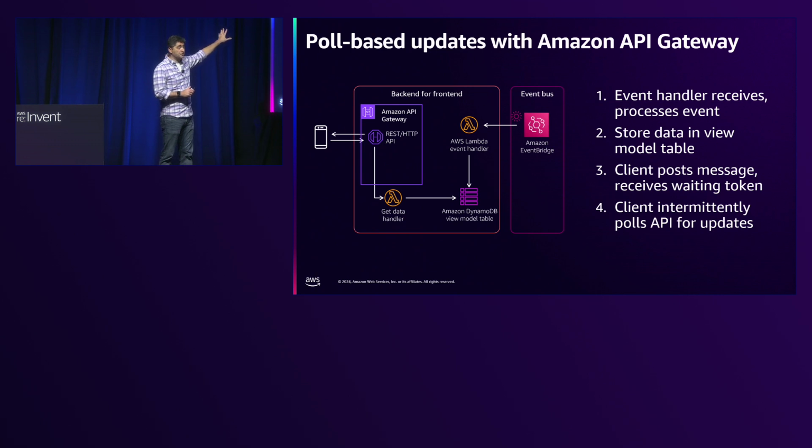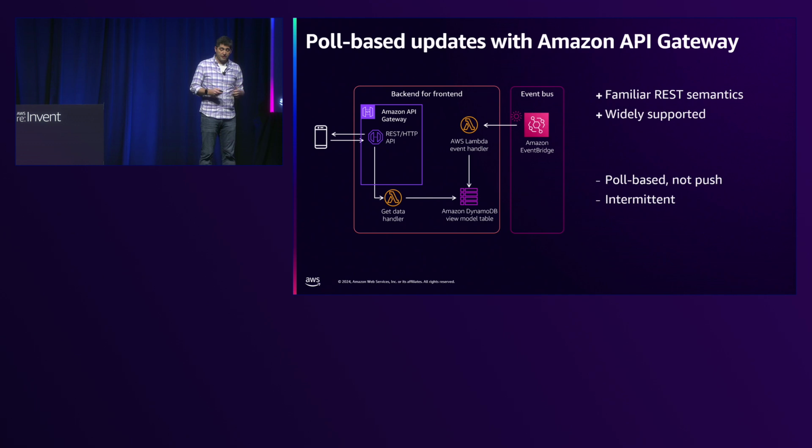When the client asks for data, it's going to go through something like API Gateway. API Gateway will invoke another function, and it will go get the data it needs to fulfill that request. Pretty straightforward. And this is fairly familiar to most people. It uses REST semantics. It doesn't require anything like a WebSocket to make it work. It just kind of works.